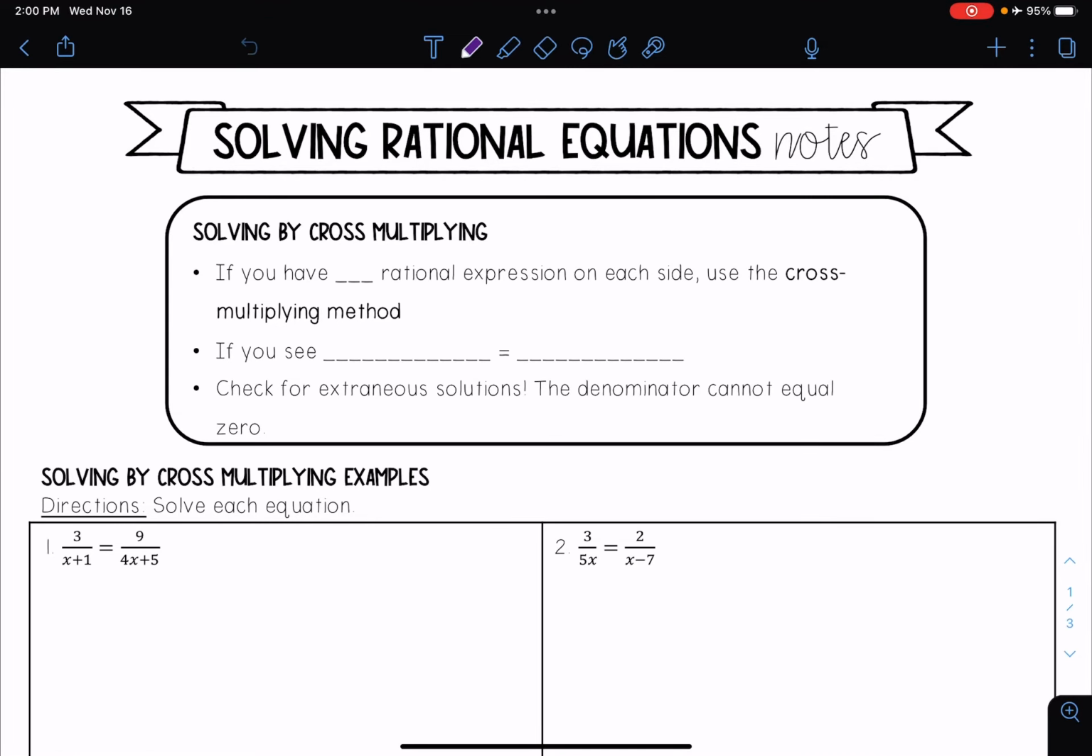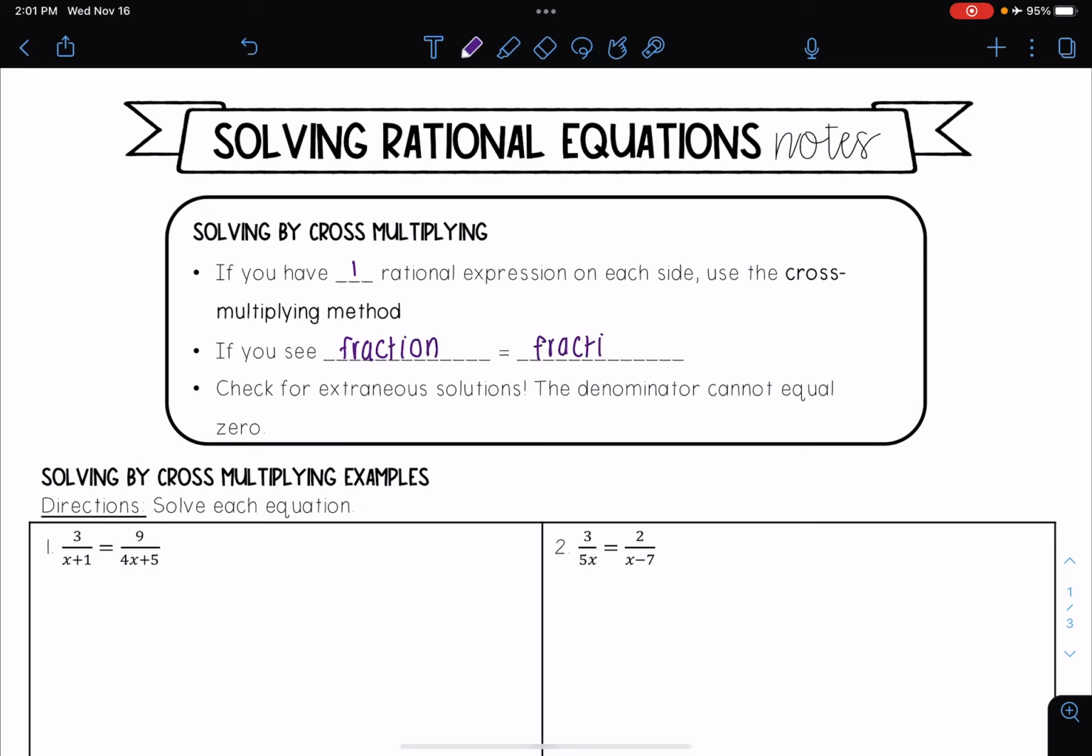Hello everyone. Today we're going to be talking about solving rational equations. So the first method that we can use to solve these rational equations is solving by cross multiplying. And so we can use this method when we have one rational expression on each side. In other words, if you see fraction equals fraction.